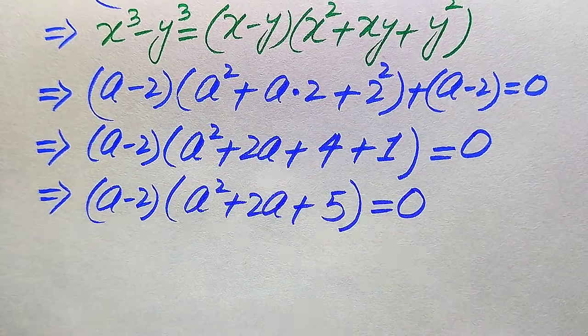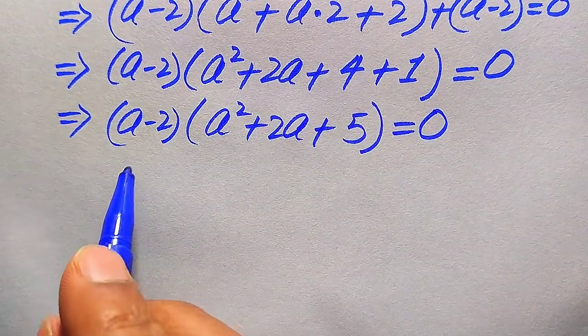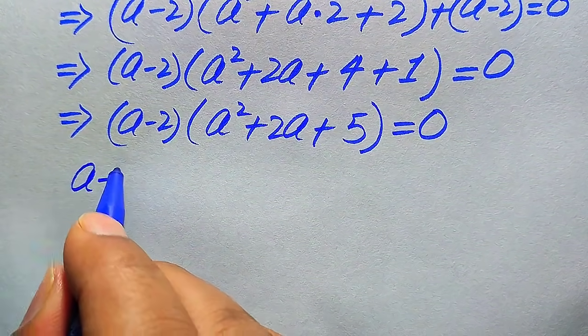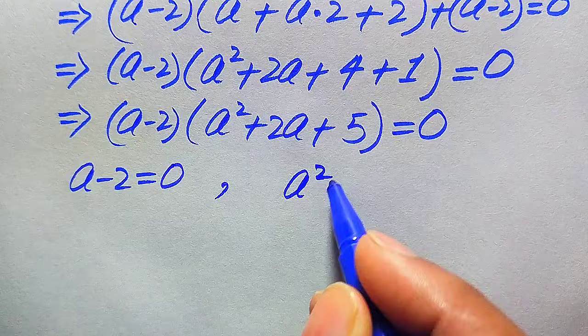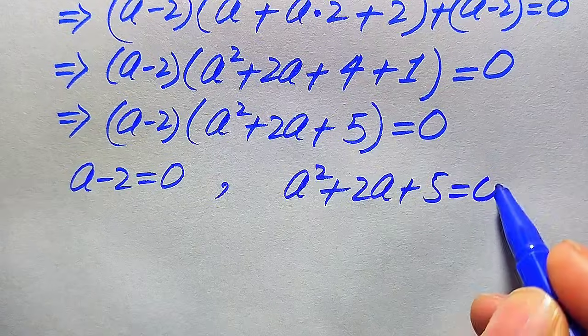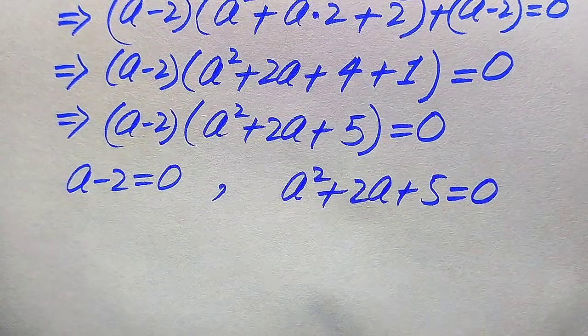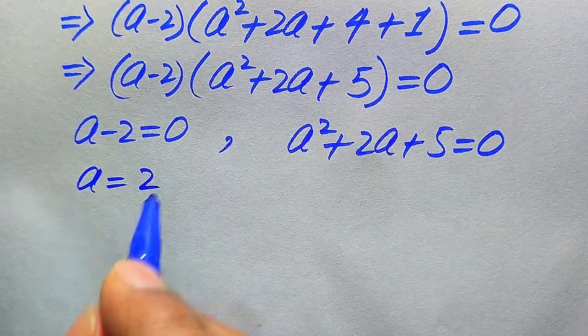And in the next step we divide this equation into two cases. The first case is we write a minus 2 equals to 0, and the second case is we write a square plus 2a plus 5 is equal to 0. And now from the first case we easily get the value of a is equal to plus 2.